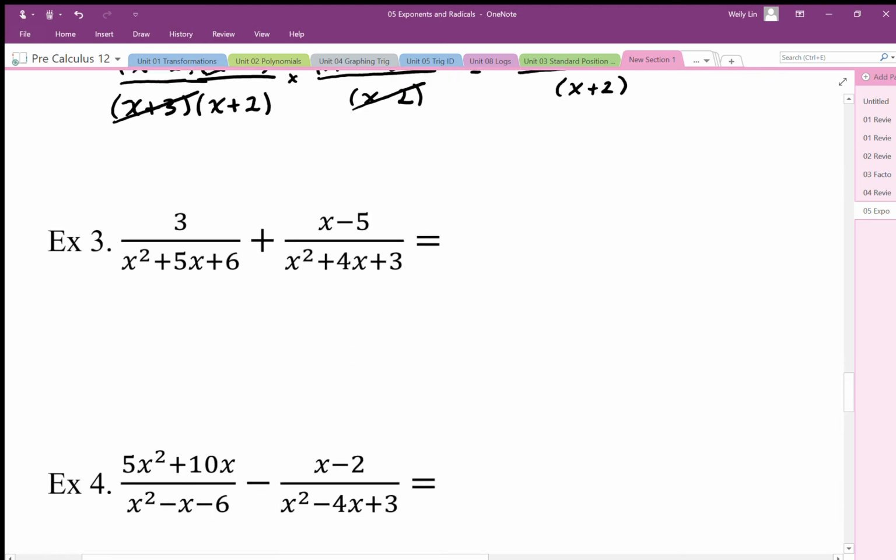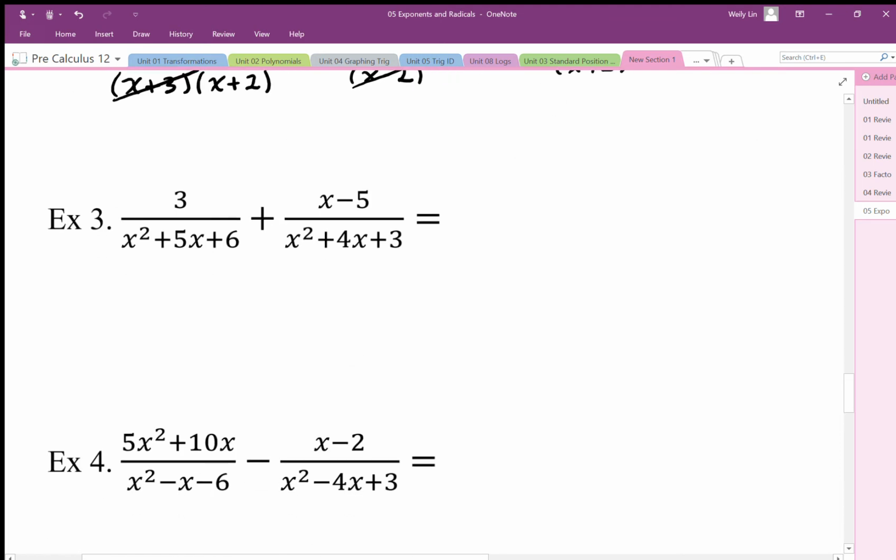Okay, so this one here, we're going to add and subtract. Even with adding and subtracting, we still need to know the factors in the denominator because we're going to use those factors to get a common denominator. So I need to factor. So I end up with x plus 2, x plus 3, plus. This is going to factor to x plus 3, x plus 1.